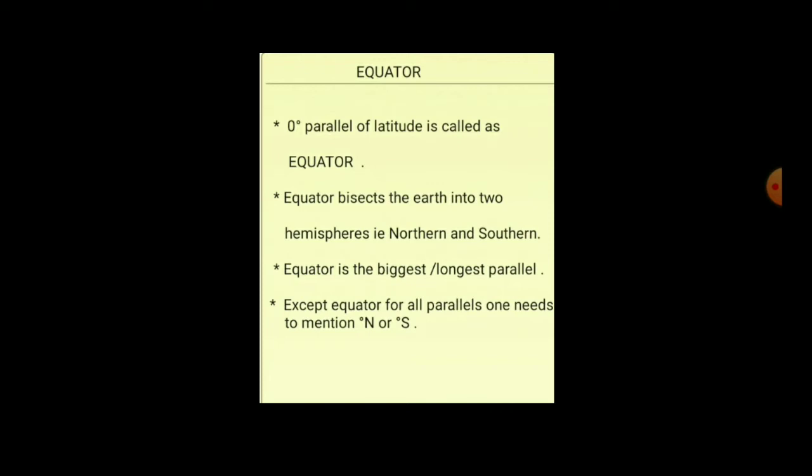The equator bisects the earth into two hemispheres, that is, the northern hemisphere and the southern hemisphere. The equator is the biggest or the longest parallel. Except for the equator, for all parallels we need to mention degree north or degree south. For the equator you just write down 0-degree parallel.